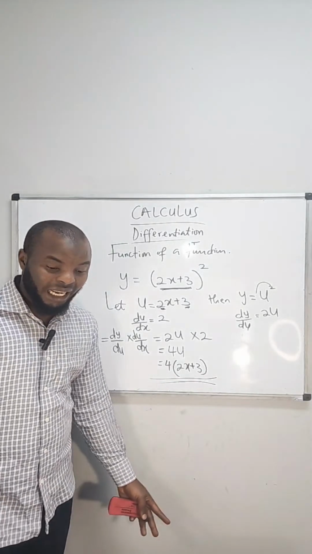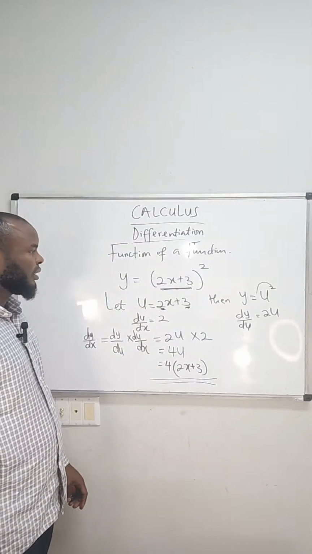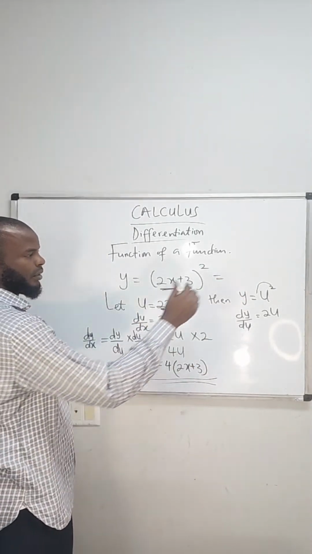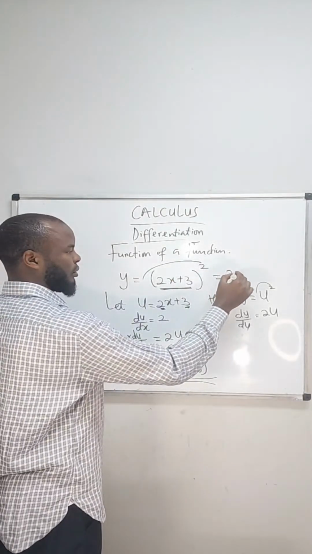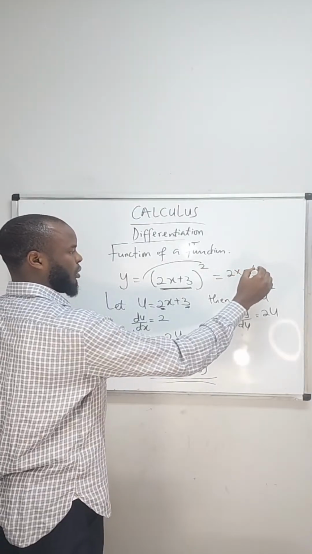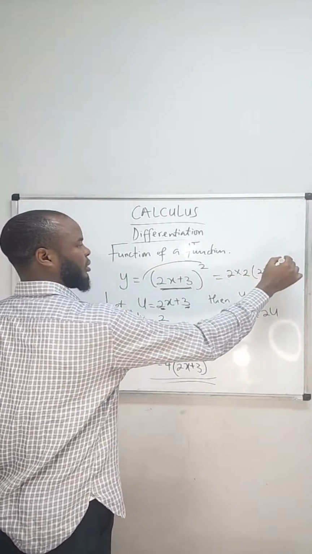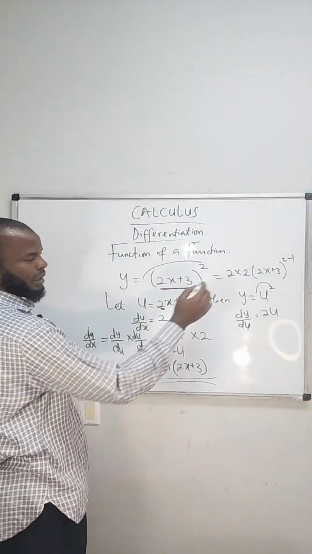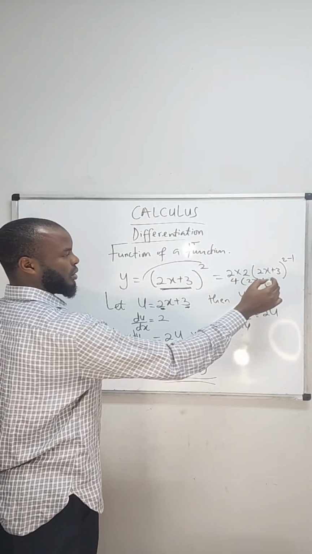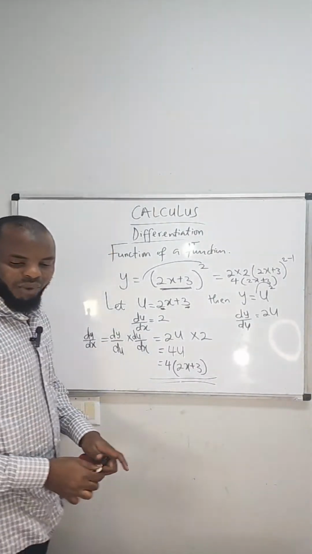And I have another shortcut you can use to do this. And what is the shortcut? The shortcut is just bring this 2 to the back, differentiate this function, which is also 2, and multiply it, and take away 1 from the power. If you have a look at this, this is the same thing as 4. 2 times 2 is 4, times 2x plus 3 to the power of 1, which is the same thing as this. We have the same thing as that.